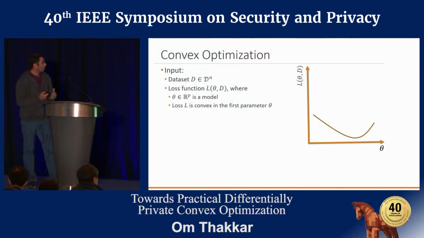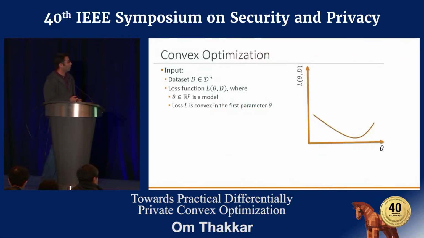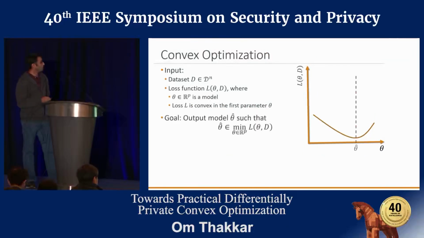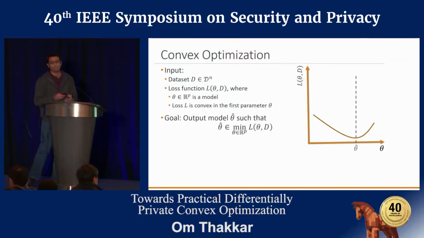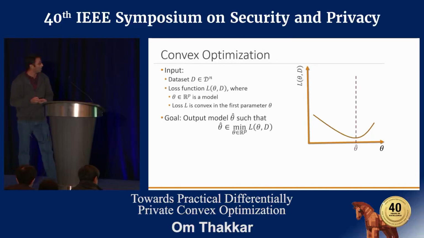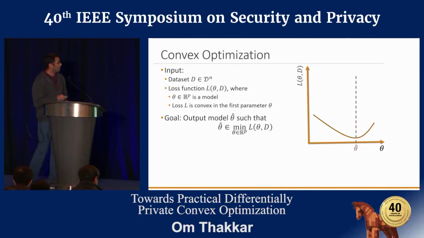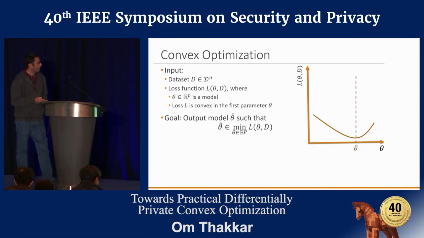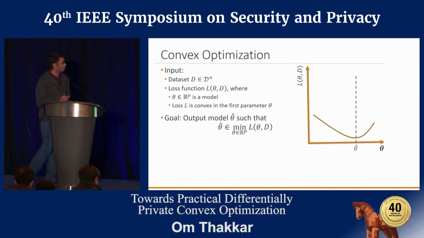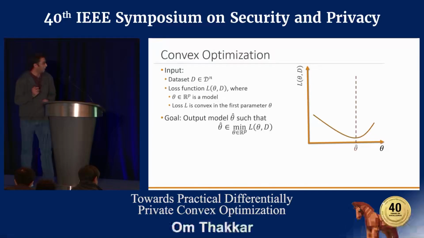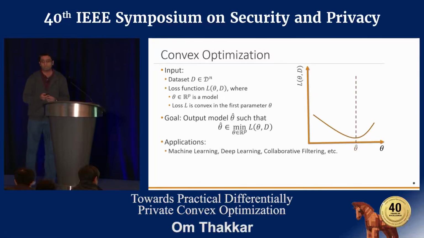A quick intro to convex optimization and also to formalize the notation. We have a data set D that consists of n samples from some population. We are given a loss function L that's parameterized by a model and a data set. And the condition is the loss function is convex in the first parameter, theta. The goal is to output the minima of this loss function. So the goal is to output theta hat such that it minimizes the loss. And this has many applications ranging from machine learning, deep learning, recommendation systems, many more.